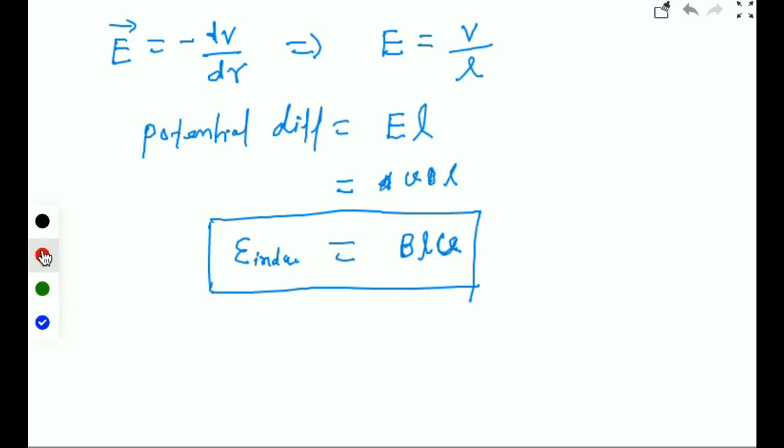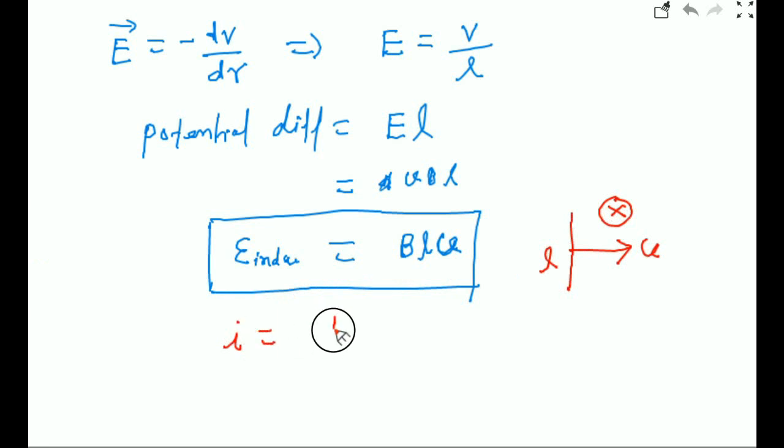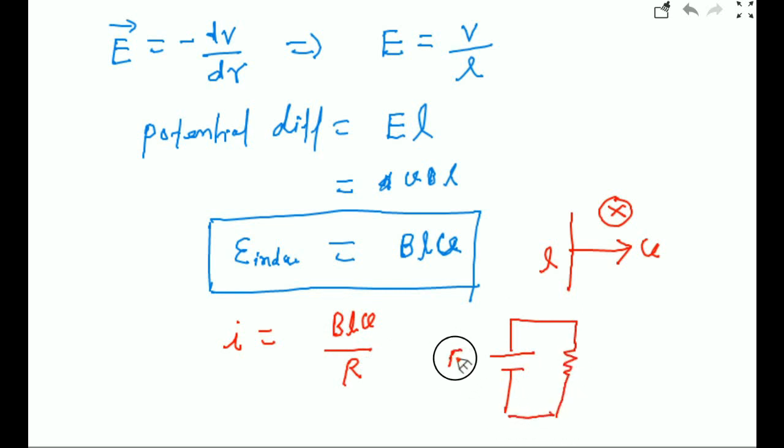The important point is that velocity was in this direction, the magnetic field was into the plane, and length in this direction. That is the reason we have induced EMF. Then the current flowing is BLV by R. You can draw the equivalent circuit like this: positive and negative terminals connected with a resistance. This is the induced EMF, and this is the R.